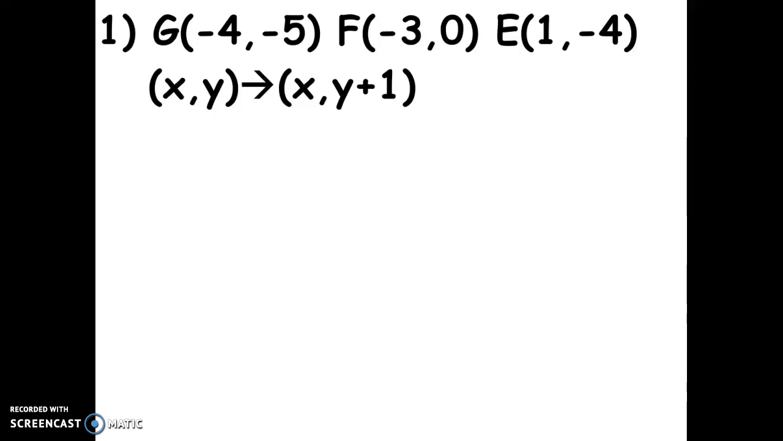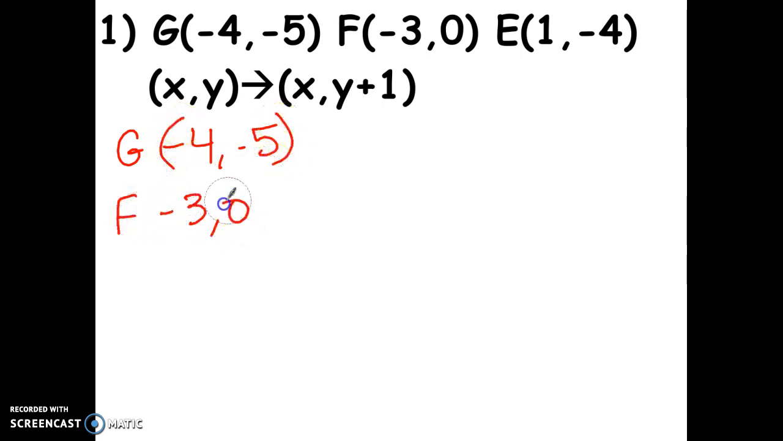Find the coordinates of the vertices of each figure after the given transformation. So the first thing that we're going to do is we're going to rewrite the pre-image ordered pairs. Now this step is optional. It is just a way for you to keep your information organized, that way you don't get confused.